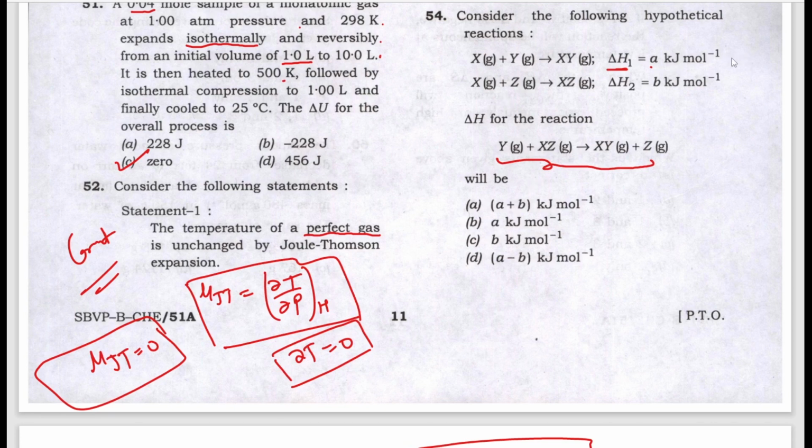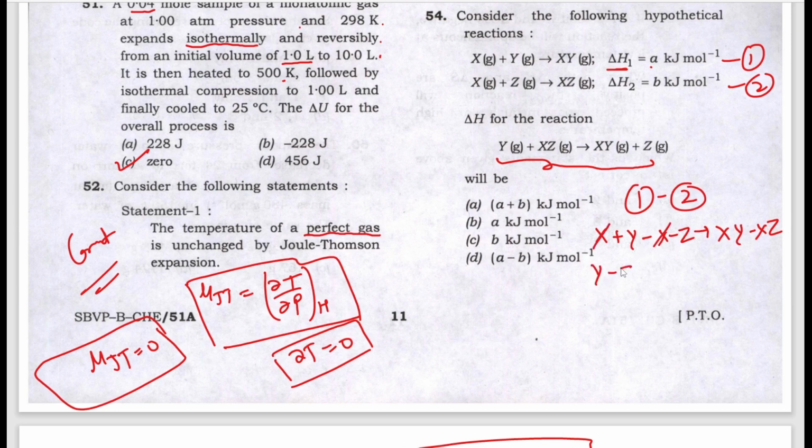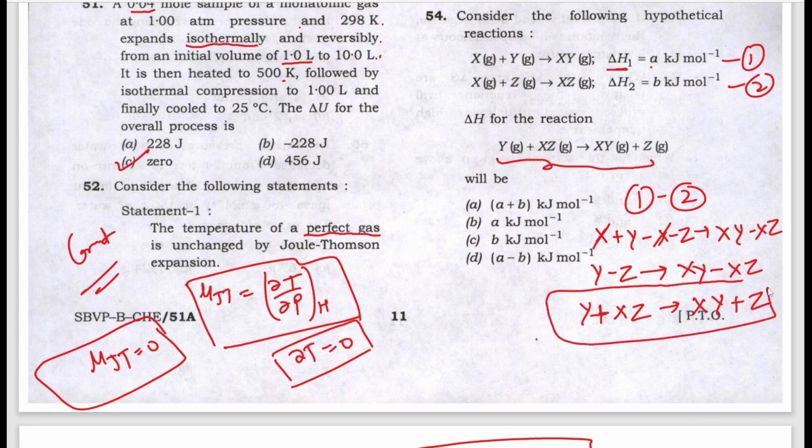For that, we take this equation as 1 and this as 2, and subtract 1 minus 2. When we subtract, take the left side, this is the right side. This will be cancelled out with each other, so take xz in this case, so y plus xz. So this is the required reaction. What we did is we subtracted equation 2 from the first and found this reaction. So ultimately we also have to subtract both enthalpy values. For the first reaction the enthalpy is A and for the second it is B, so this is A minus B. So in this hypothetical reaction, the change in enthalpy will be A minus B kilojoule per mole.